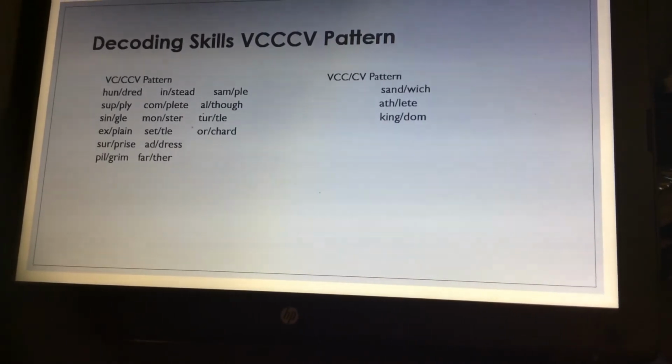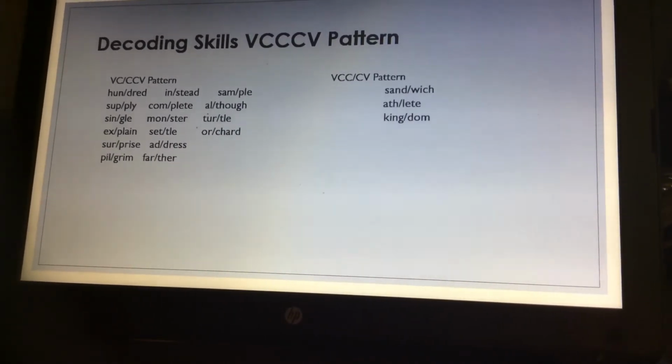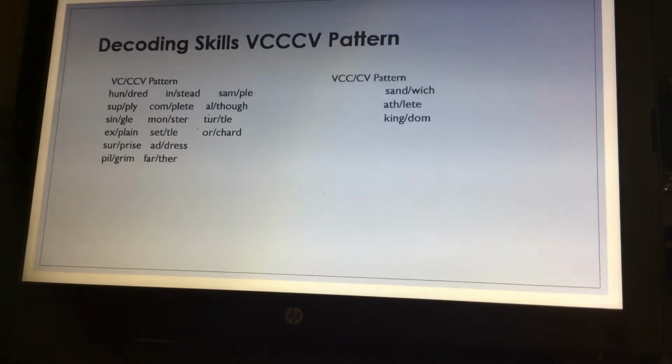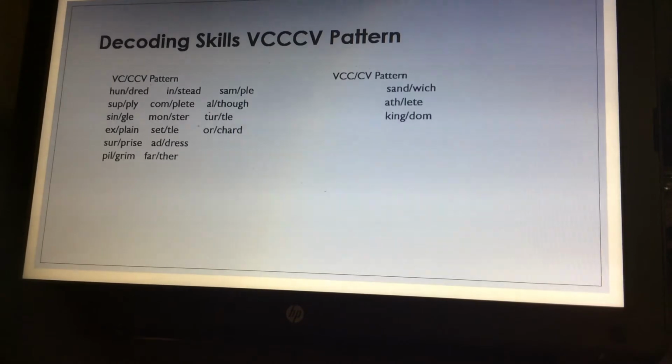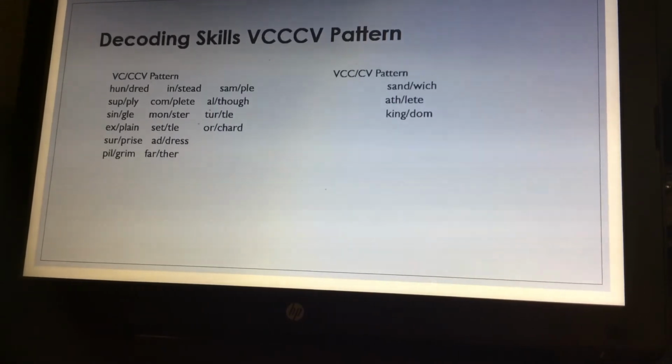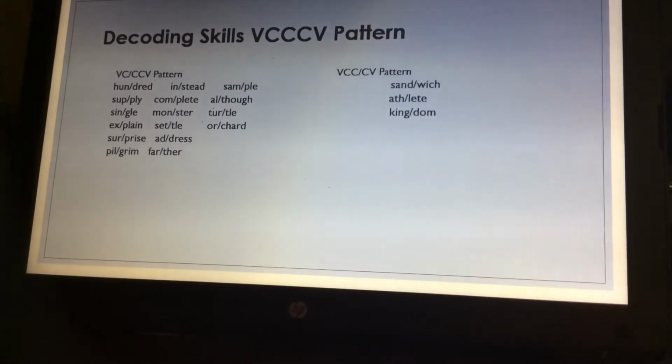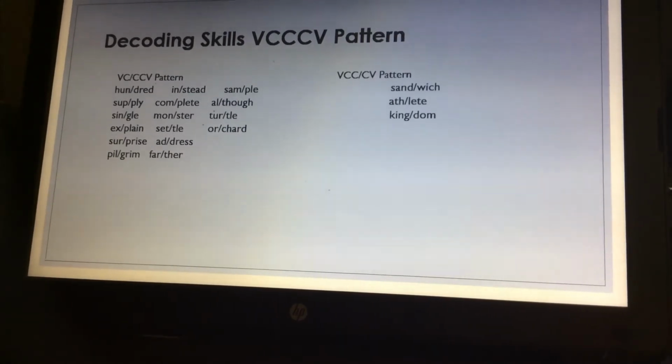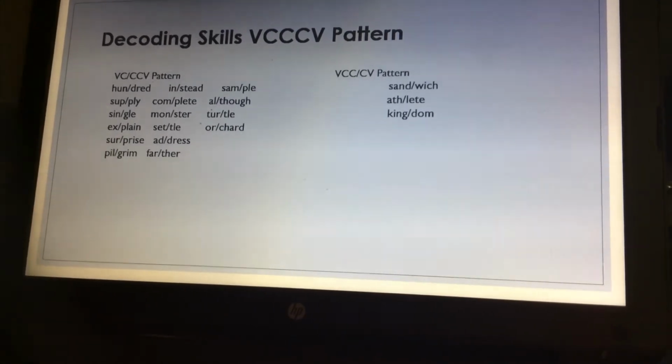We saw these words yesterday with our spelling lesson, so here is just a quick review of the VC/CCV pattern. We see the words hundred, instead, sample are just here for an example. We have the VCC/CV pattern, and we have the words sandwich, athlete, and kingdom.